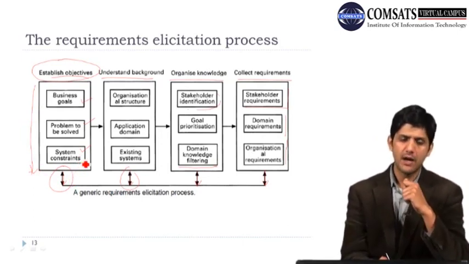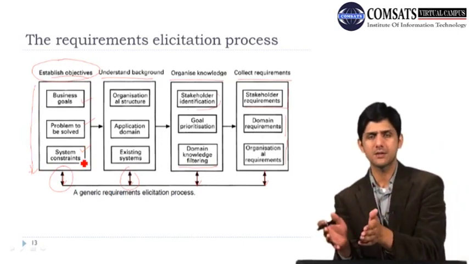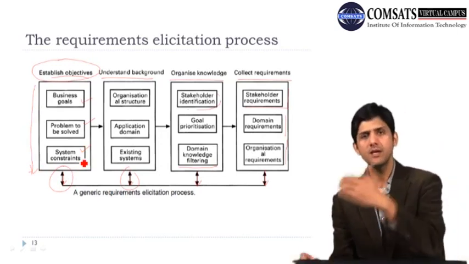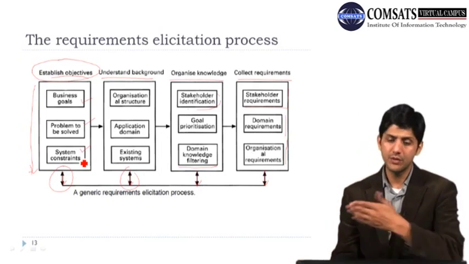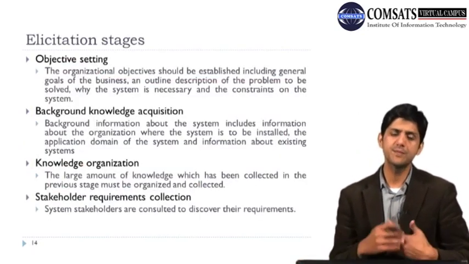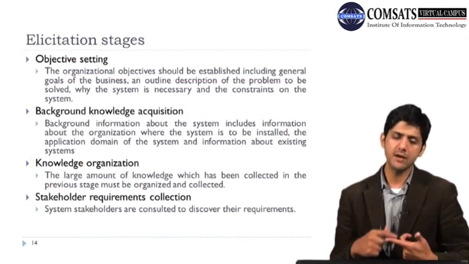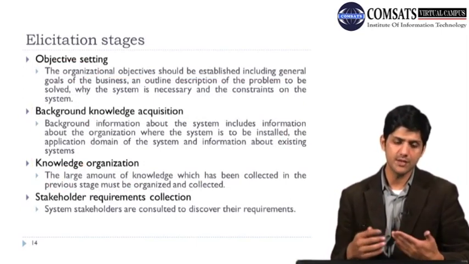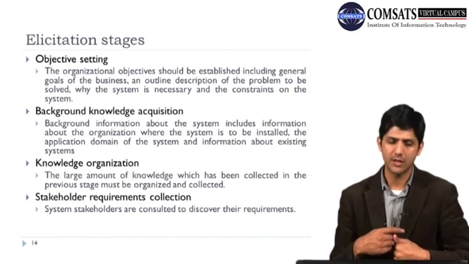By building my knowledge about these things, I would be able to identify some requirements from this first stage, and it would help me move to the next stage, and doing the next stage will help me move to the further stages. So what are these stages? The first one is objective setting. The second one is background knowledge acquisition, the third is knowledge organization, and finally there is stakeholder requirement collection.